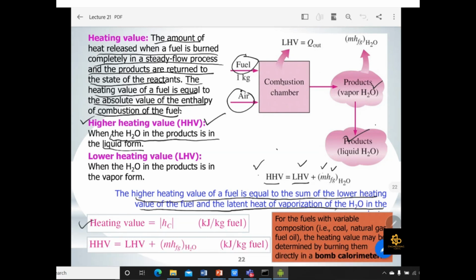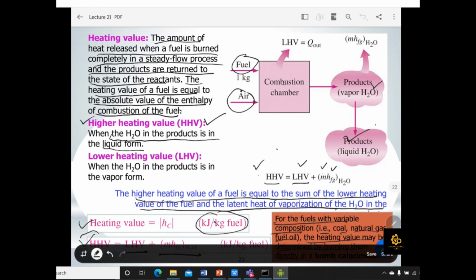Okay, so this is the heating value. We can represent it in kilojoules per kg of fuel, and simply, the high heating value is equal to the lower heating value plus m times h_fg of H2O. For fuels with variable composition, for example coal, natural gas, and fuel oil, the heating value may be determined by burning them directly in a bomb calorimeter.